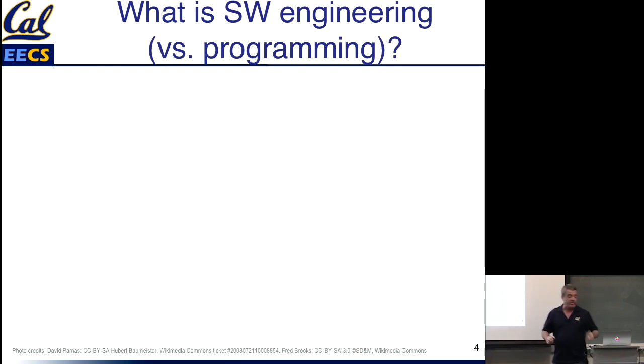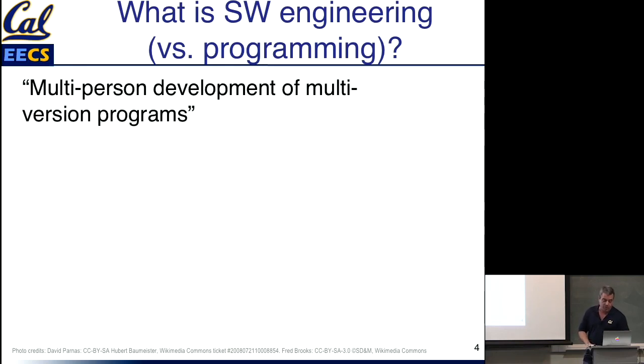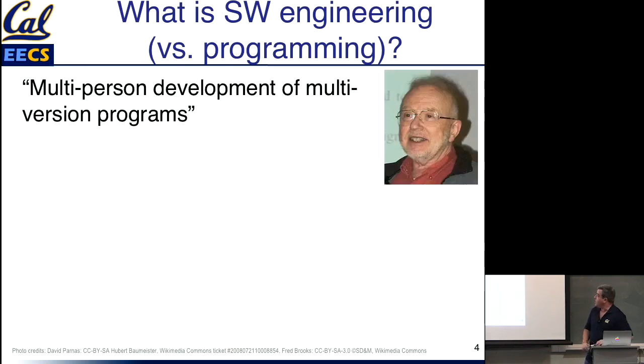So working effectively as part of a team to do that is one of the most important things in this class. David Parnas, a very distinguished software engineer who's written a lot about software safety and how teams work together, has said that the main thing that distinguishes software engineering from programming is that it's multi-person development, so teams, of multi-version programs, programs that evolve over time, as opposed to you build it, you put it out there, and you're done.